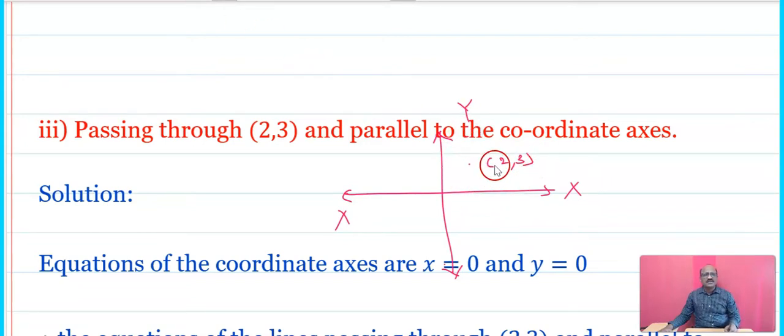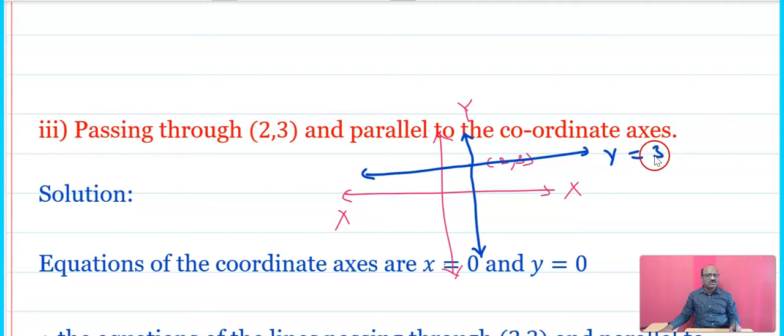These are my lines. This is the first line which passes through this point. And what about the second line? This is the second line. Now the equation of the line which is parallel to x-axis is y equals 3. And the equation of the line which is parallel to y-axis is x equals 2.